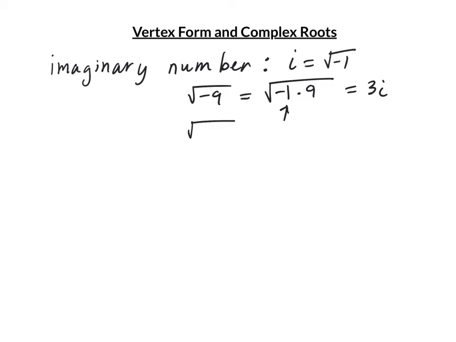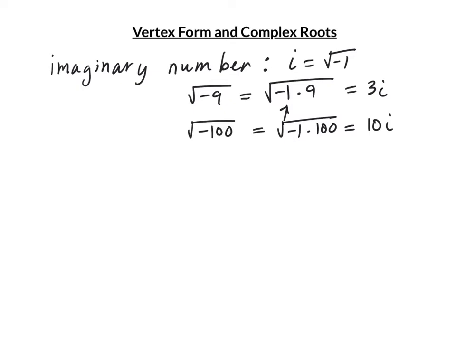If I ask you for the square root of negative 100, then that would be negative 1 times 100. Square root of negative 1 is i, square root of 100 is 10, that would be 10i.